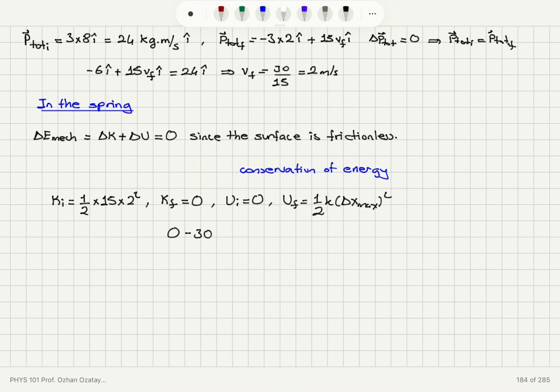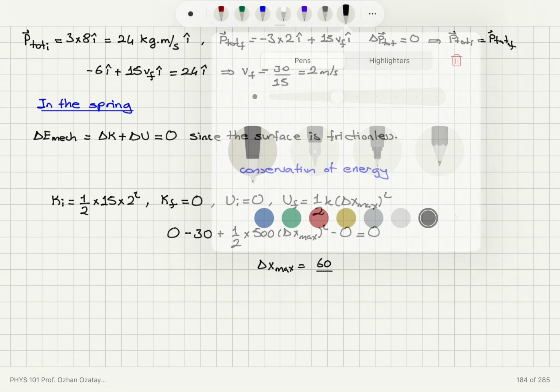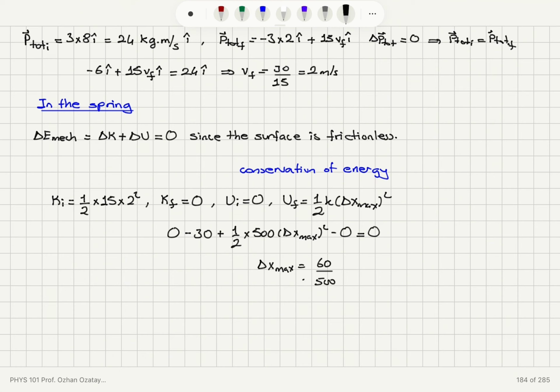15 times 4 divided by 2, that's 30, plus 1/2, the spring constant was 500 newtons per meter, delta x max squared, minus the initial potential energy, which is 0. So we can calculate delta x max to be the square root of 60 divided by 500. So this is 0.346 meters up to 3 significant figures.